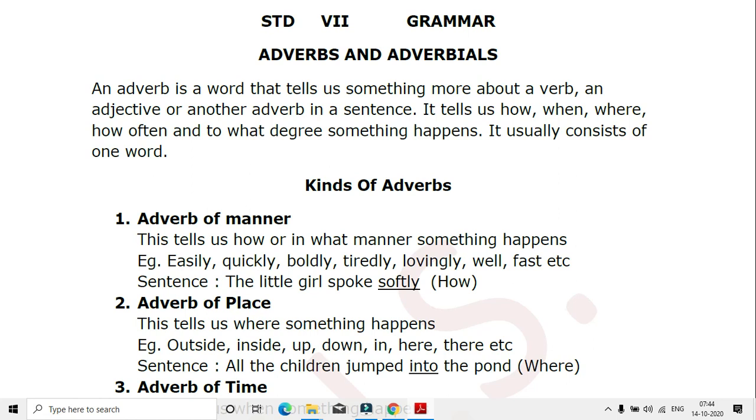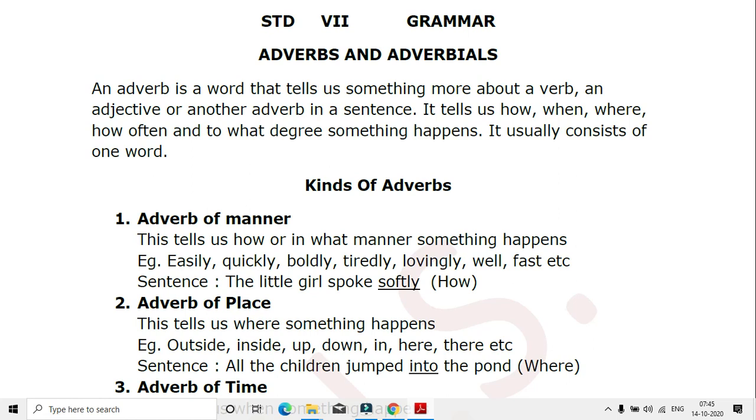Okay? It tells us how, when, where, how often, and to what degree something happens. It usually consists of one word. So keep in mind, adverbs are generally one word. A verb being described in one word, an adjective being described in one word, or another adverb being described by using another word.